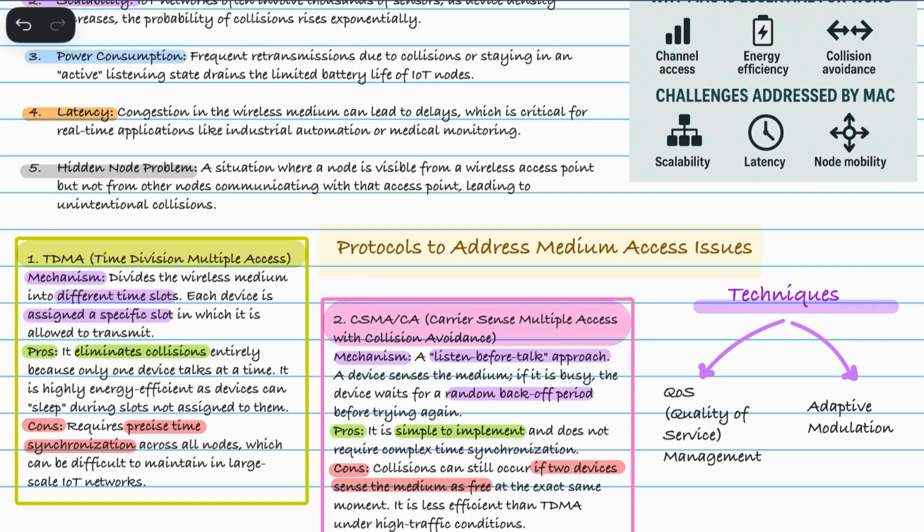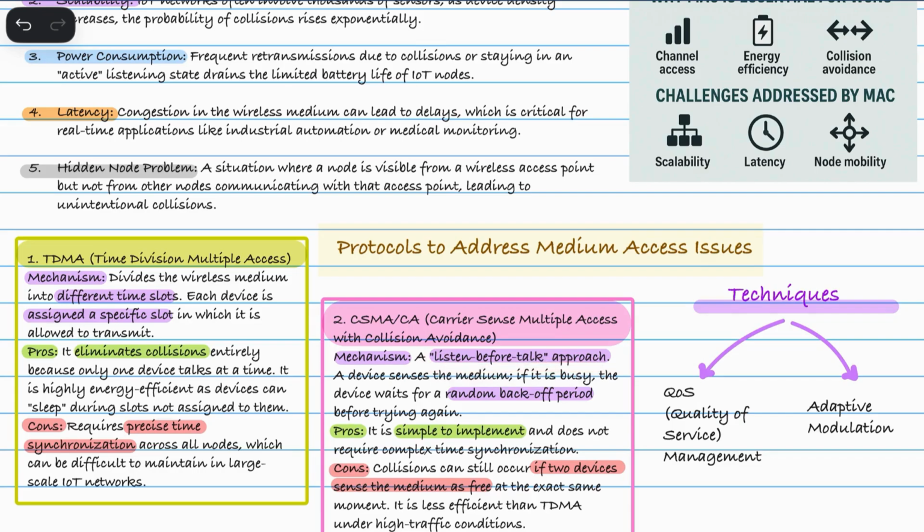Second is CSMA, which is called Carrier Sense Multiple Access, with CA, collision avoidance. CA stands for collision avoidance. So if TDMA is a structured meeting, then CSMA is a polite dinner conversation. It uses a listen-before-talk approach.